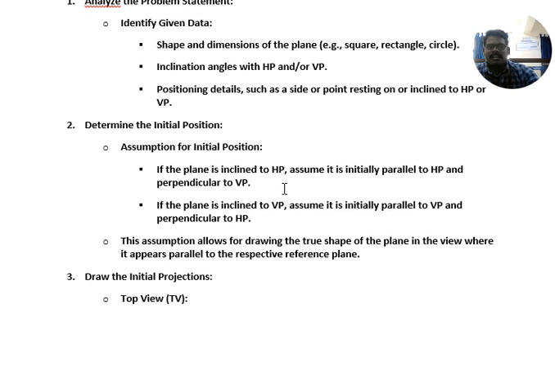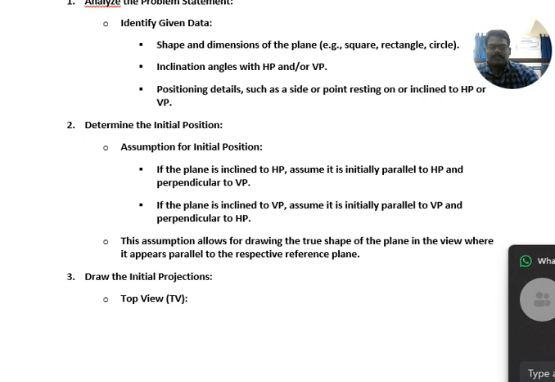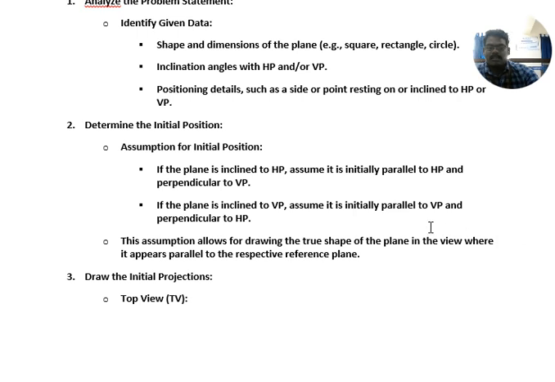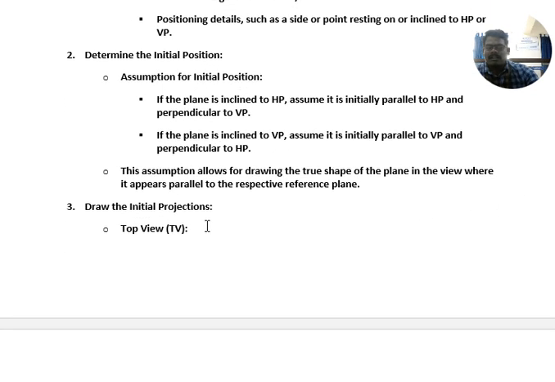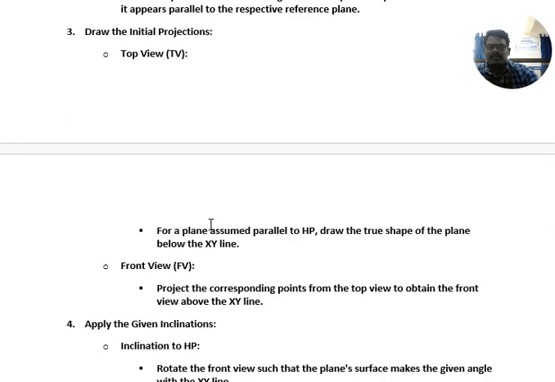If the plane is inclined to HP, assume it is initially parallel to HP and perpendicular to VP. Suppose the plane is inclined to VP, assume it is initially parallel to VP and perpendicular to HP. These assumptions allow drawing the true shape of the plane in the view where it appears parallel to the respective reference plane. Draw the initial projections. Top view: for a plane assumed parallel to HP, first you have to draw the top view, because in the top view you will get the true shape of the plane surface.